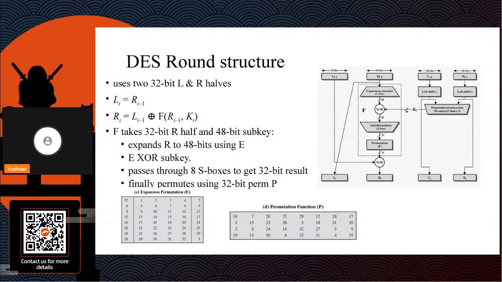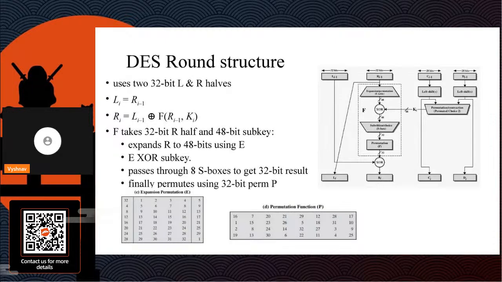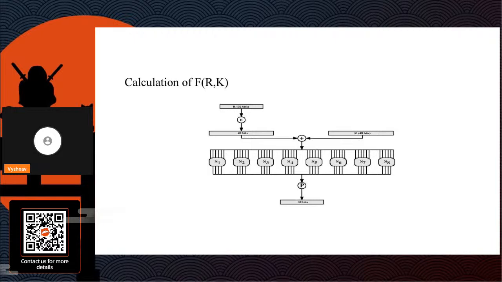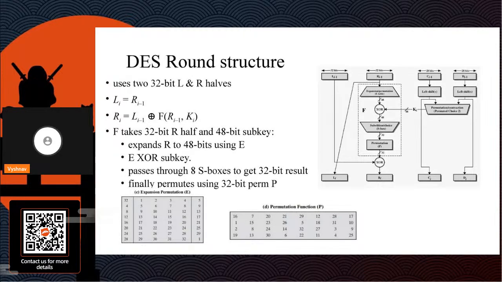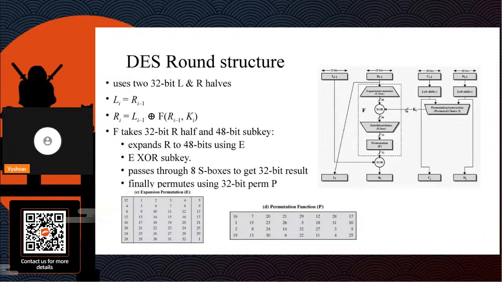This whole process goes on for 16 rounds. Basically, you can see the function this way. The right half of 32 bits is sent to the expansion table, and we get 48 bits. The key is 48 bits. The two are XORed, and this 48 bits is sent as input to the substitution boxes. We have 8 substitution boxes, and each takes 6 inputs and produces 4 outputs. So we get 32 bits, and these 32 bits are sent to the permutation table. The output is XORed to get the Ri part of the round.